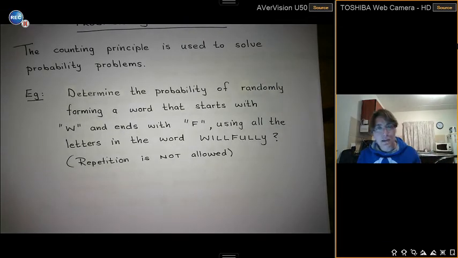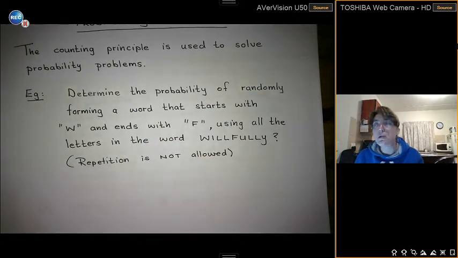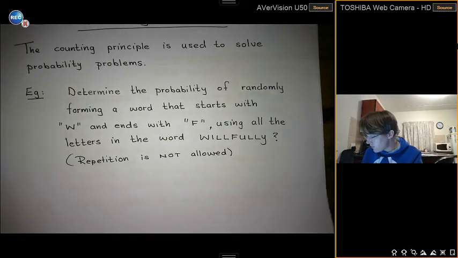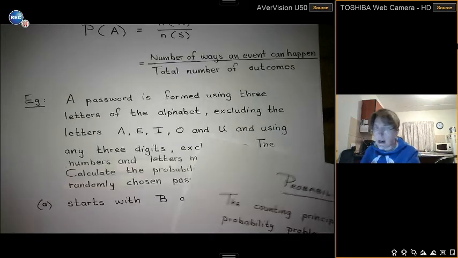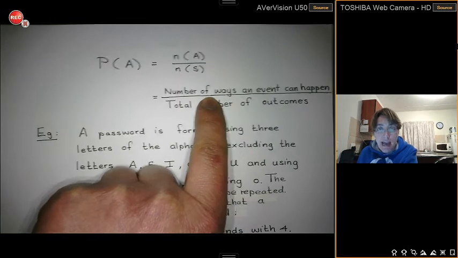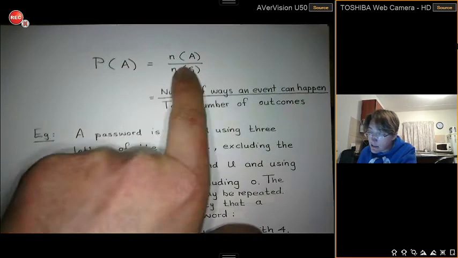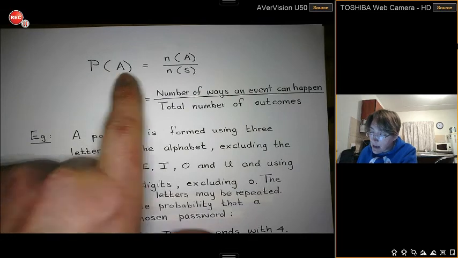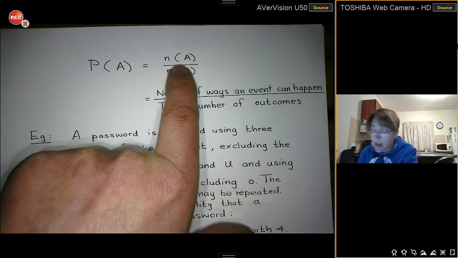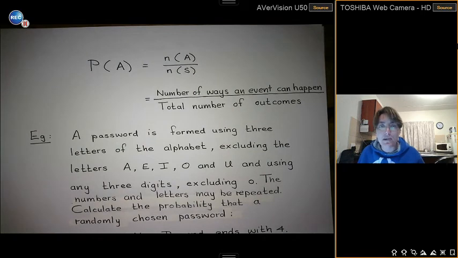So in order to answer this problem, I can't just calculate in how many different ways I can form this word. Because if you recall, the definition of probability says very clearly that when I calculate probability, I have to say it's the number of ways an event can happen divided by the total number of outcomes. That's literally what probability means. The probability of an event A happening is the number of ways in which A can happen divided by the total number of things that can happen in the sample space.